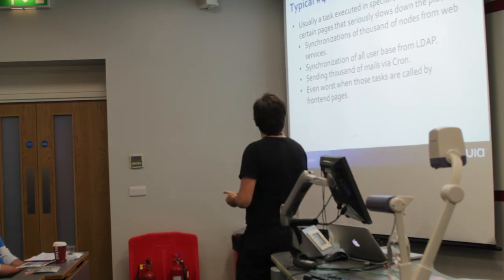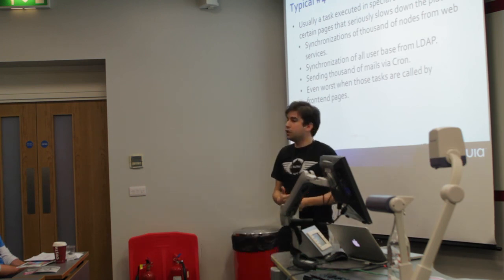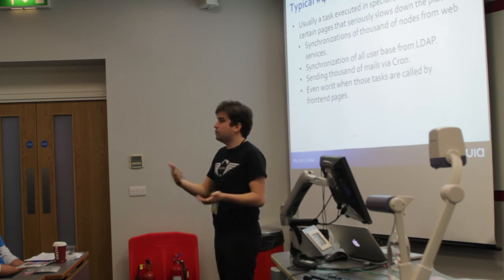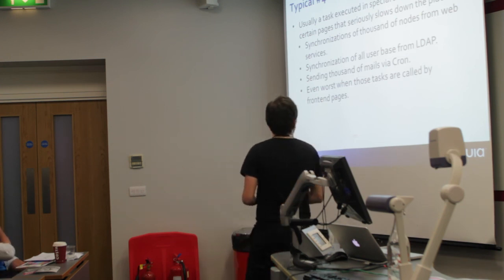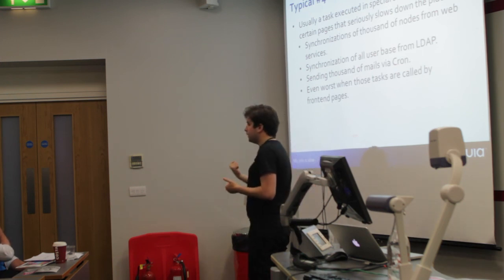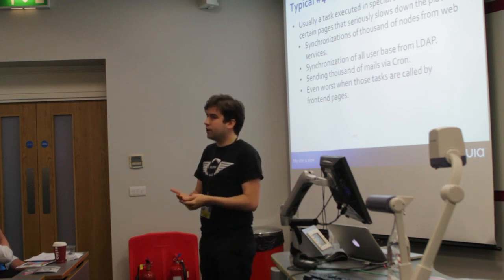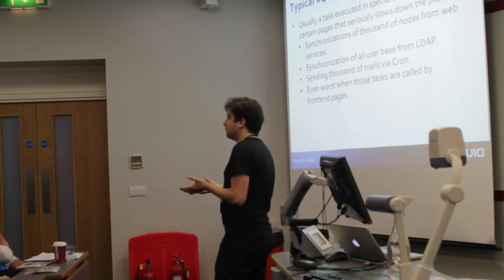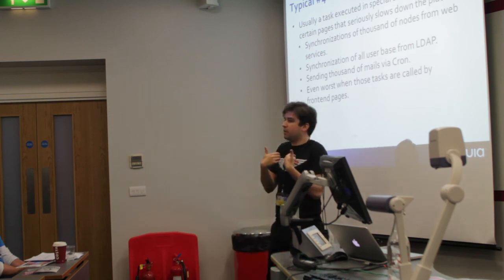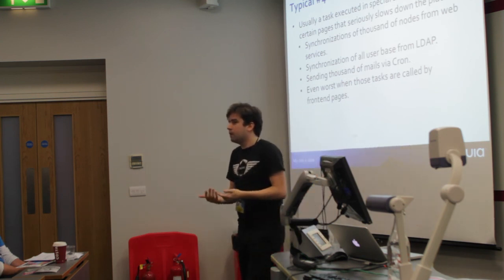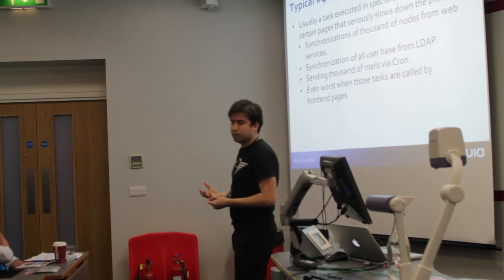Okay? So things like synchronization of thousands of nodes that happens from time to time, or synchronization of Active Directory user data, where you are injecting all the users every night. And sometimes we even see this synchronization process being called directly from a front-end page. Like, I need this information on this page, so if I don't have the information, I will synchronize it myself, instead of doing that via a Drush script or a back-end task or something like that, okay?